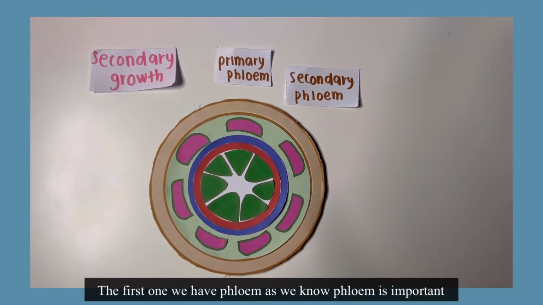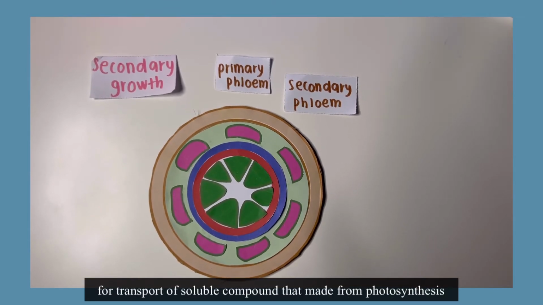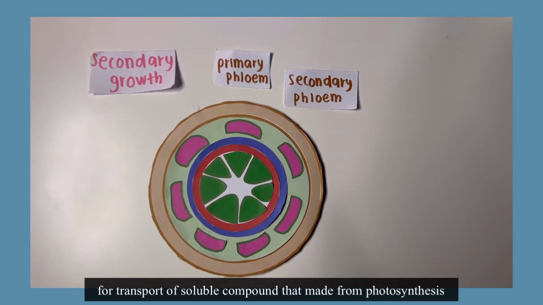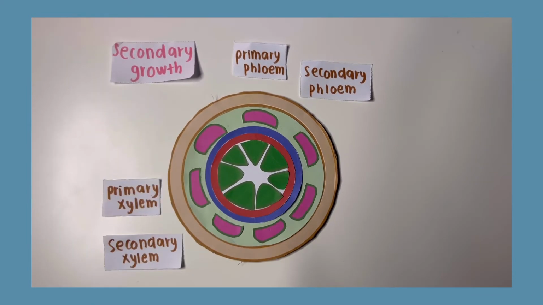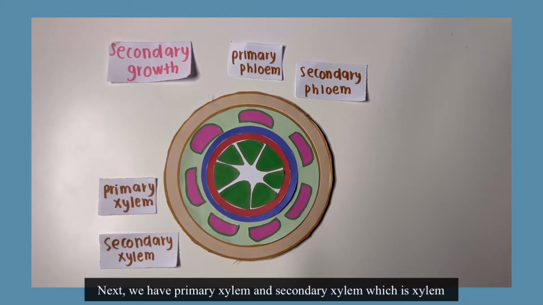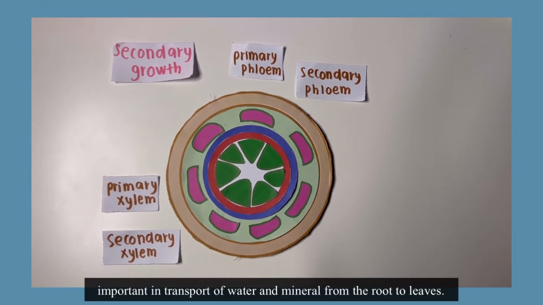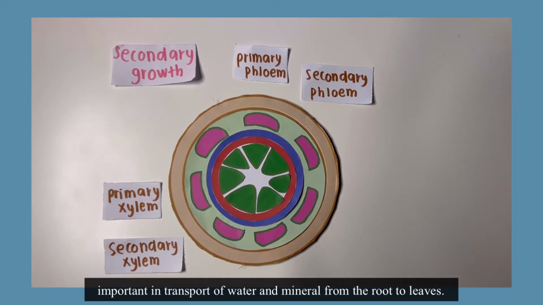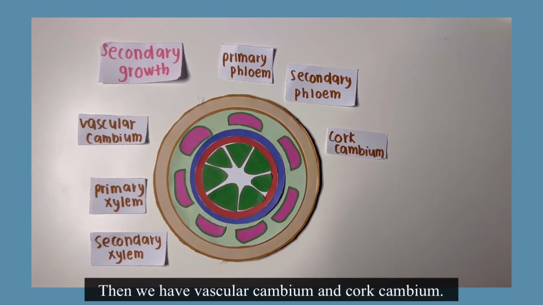The first one, we have phloem. As we know, phloem is important for transport of soluble compound that is made from photosynthesis, and it is divided into primary phloem and secondary phloem. Next, we have primary xylem and secondary xylem, which is important in transport of water and mineral from the root to leaf. Then we have vascular cambium and cork cambium.